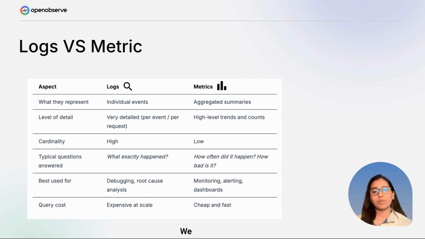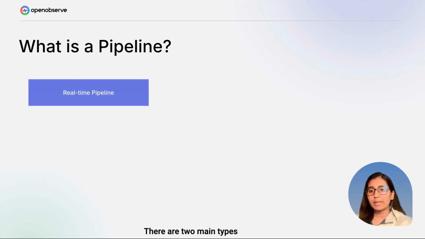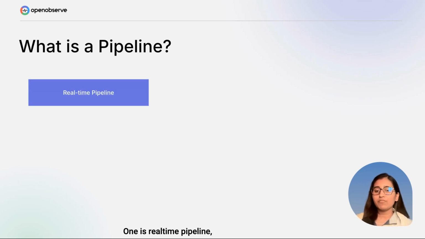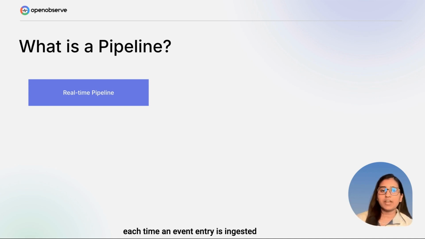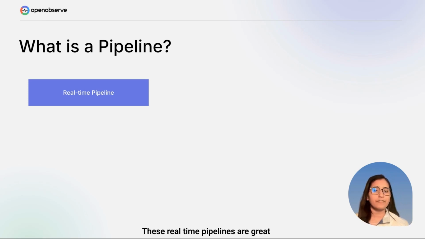For this, we have pipelines. Let's talk about OpenObserve pipelines. In OpenObserve, pipelines define how data is processed after ingestion. There are two main types of pipeline. One is the real-time pipeline, which runs per event. Each time an event entry is ingested, the pipeline runs and does the processing. These real-time pipelines are great for enrichment, filtering, routing, forwarding, etc.